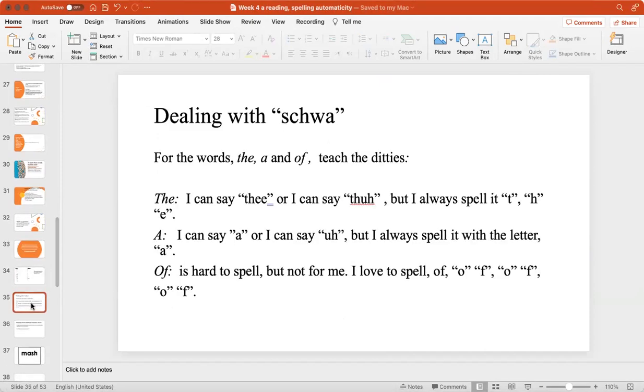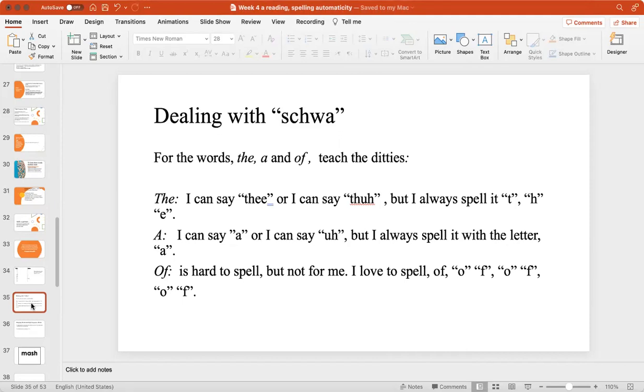Okay, so here's a way of dealing with schwa, like in the, and of. You can teach your kids a little ditty. When you say the word the, I can say the word the, or I can say the word the, but I always spell it T-H-E. And so you could teach that little ditty to your kids. Or A, I can say A, or I can say A, but I always spell it with the letter A. Of is hard to spell, but not for me. I love to spell of, O-F, O-F, O-F.